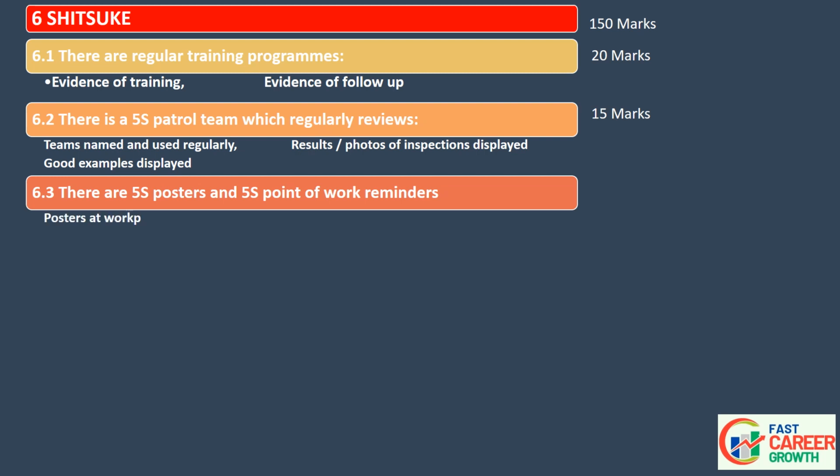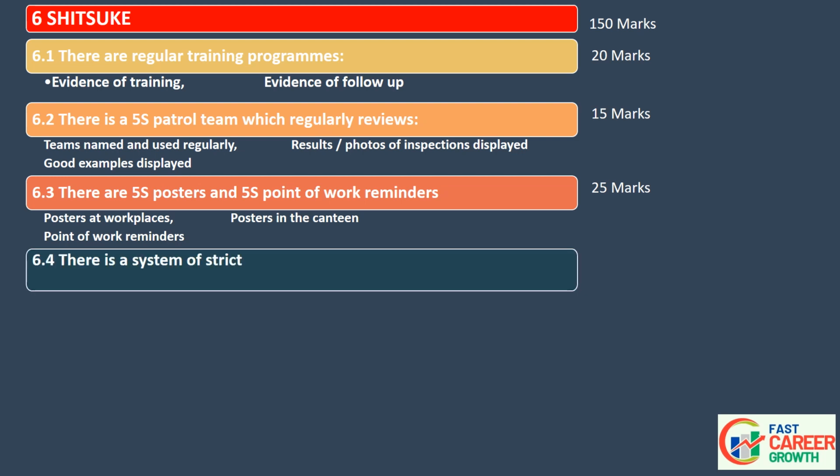Check posters at workplaces are there or not. Check posters in the canteen are there or not. Check point of work reminders is there or not. Total point is 25. Then check there is a system of strict discipline and encouragement with good points and bad points followed or not.